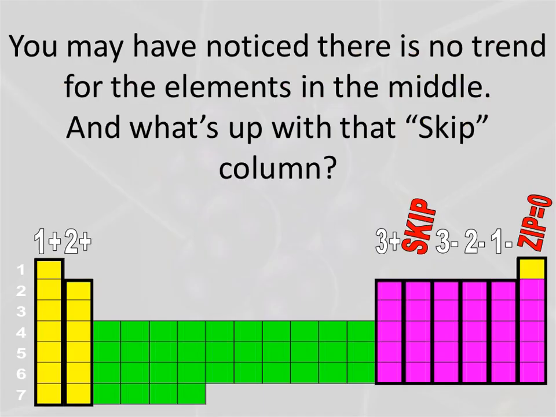All right, now you may have noticed that we've only talked about the trends for these: the 1 plus, 2 plus, 3 plus, skip, 3 minus, 2 minus, 1 minus, zip. So what are we supposed to do when we have an element that's in this middle section or in the skip column? We don't have an actual trend for those. Those operate on a little bit different set of rules.